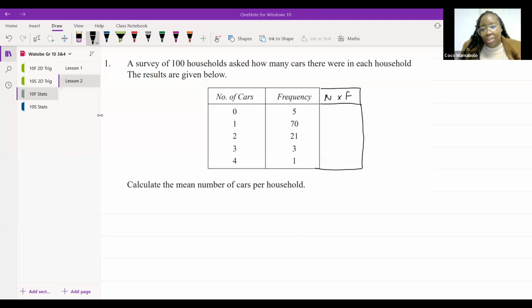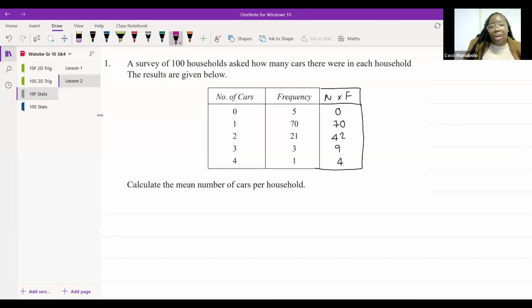Good, all right, keep going. 70 households say they have 1 car. How many cars is that? 70. Keep going down the line. 21 households have 2 cars. That is 42. Good. 3 households said they have 3 cars. That is 9. And 1 household said 4 cars. So that is 4.